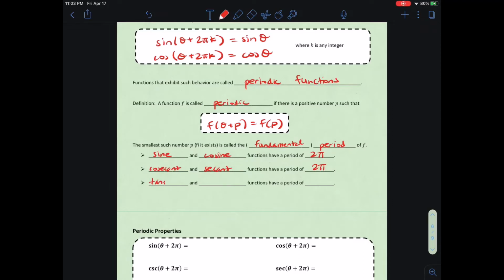Now, for tangent and cotangent, on the other hand, they will have a period of pi.